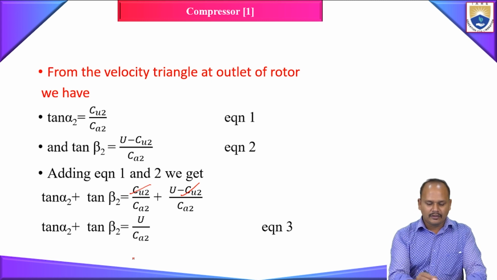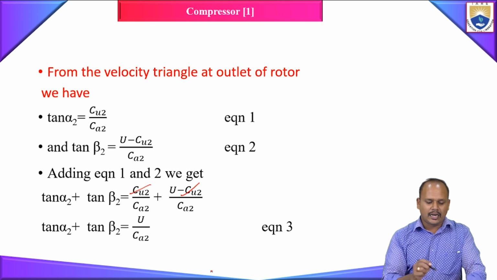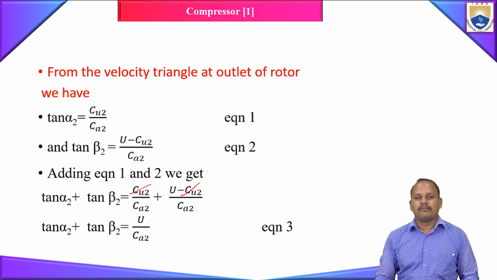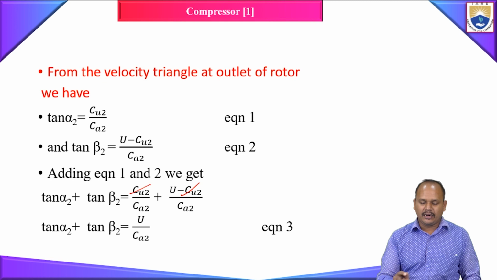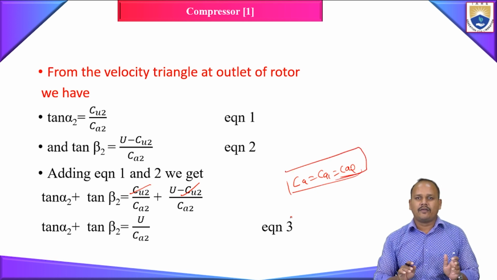Okay, we have tan alpha 1 plus tan beta 1 is equal to U by Ca1. Tan alpha 2 plus tan beta 2 is equal to U by Ca2. When we take the modern compressor, we will design our compressor in such a way that Ca is equal to Ca1 is equal to Ca2. So what does that mean? Your axial velocity component will remain constant.